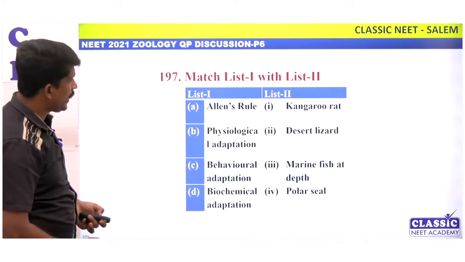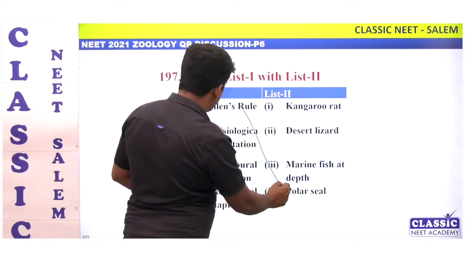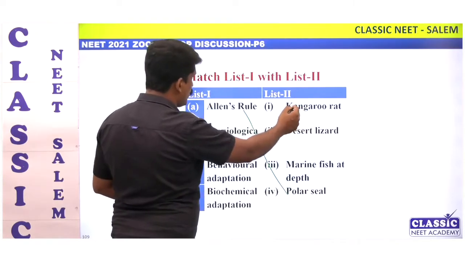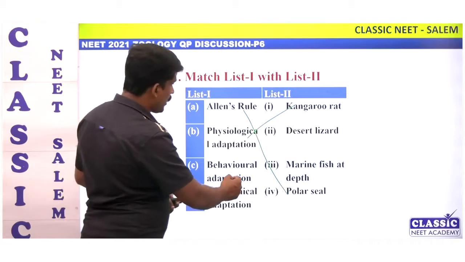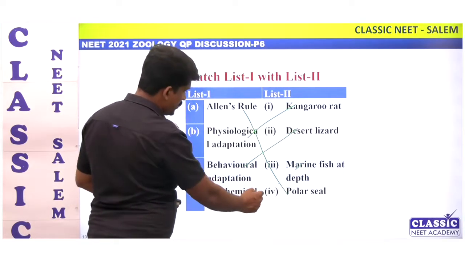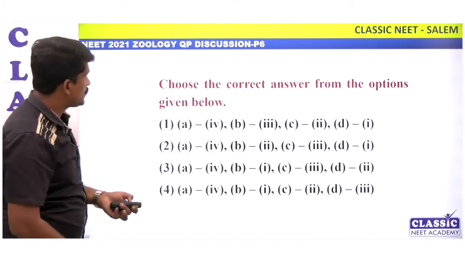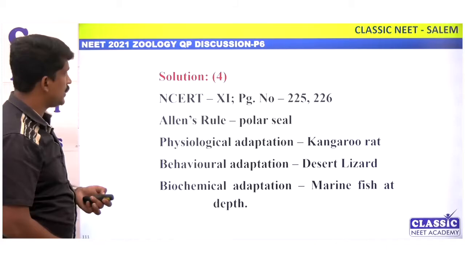Again, one match the following. Allen's rule you can match with polar seal and all. Okay, physiological adaptation will be the kangaroo rat. Okay, without drinking water it can survive. Behavioral adaptation is desert lizard, and biochemical can be given to marine fish at depth. Okay, so please match it and see, and you will come to know it is the fourth option. It will be the fourth option, yeah, given correctly.